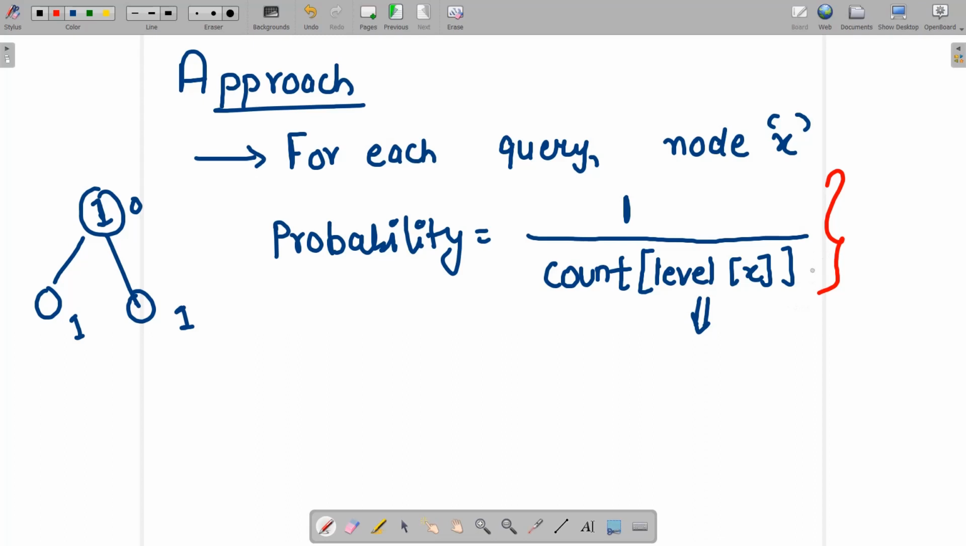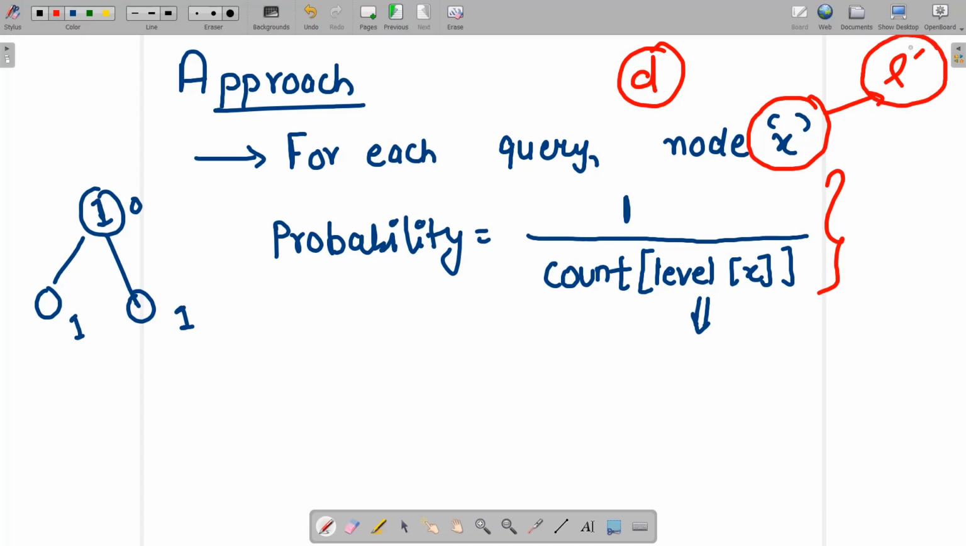Okay, so how this value came about is something like this. You have to cover the distance d, right? And suppose the node x is present at some level, let's call it level l dash. If you are able to find the number of nodes present in level l dash, each will have the distance d from the rooted node, right? So if you are able to find the number of nodes present in this particular level, then our probability is going to be 1 by count, because each node present in that level will have the same distance as the node x.